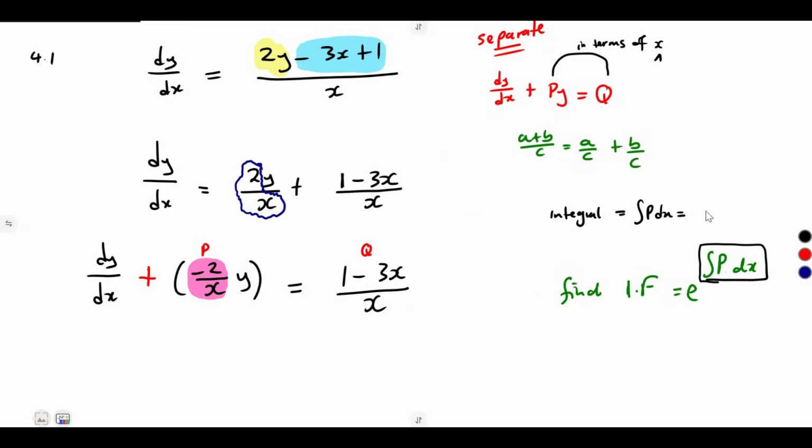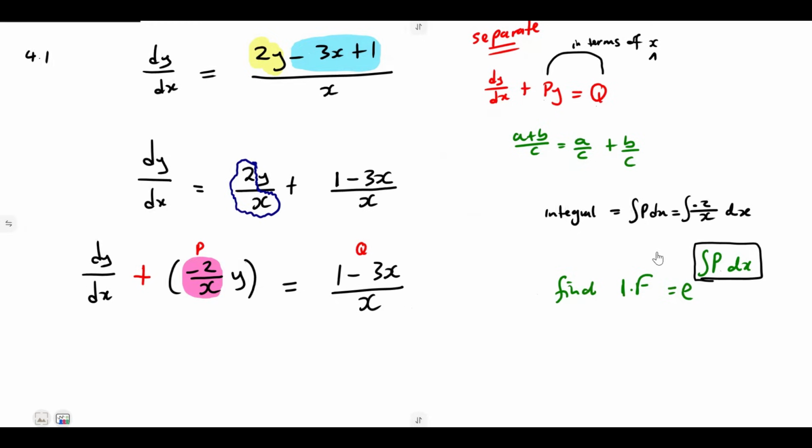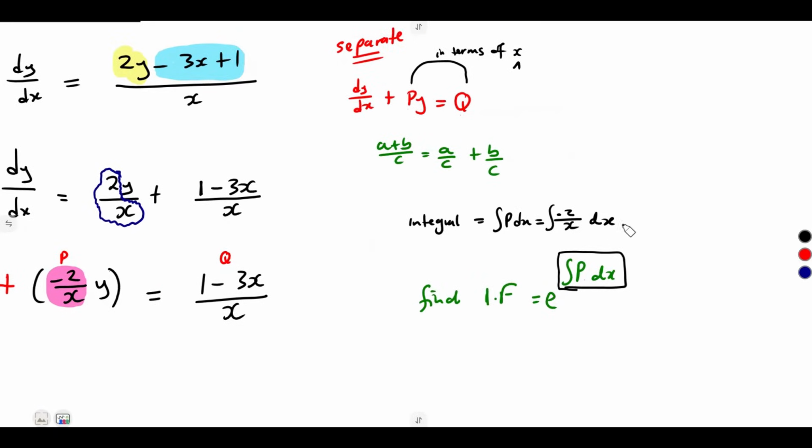So our p is negative 2 over x. If we integrate this, remember 1 over x gives us the ln. So it's going to be negative 2 times the ln of x, which is the log of x, plus the constant of integration.